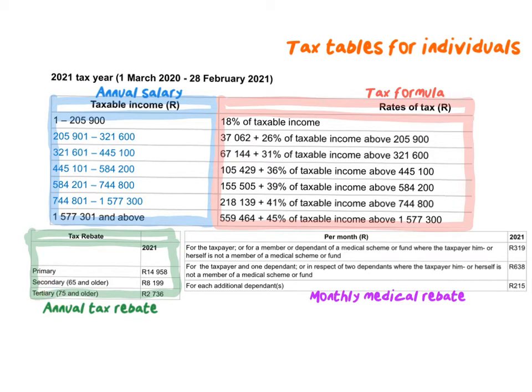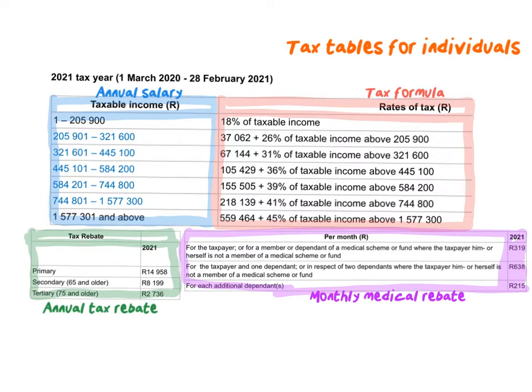The last thing that we're going to look at here is the medical rebates. But be careful, because this is the only one that works on a monthly basis. So once you've calculated your tax and you've worked out what you pay per month, then from your monthly tax, these amounts on the right-hand side will be deducted. So it's around about 300 Rand for yourself, another around about 300 Rand for any additional person that's also in your medical aid, and for any person after that, it will be 215 Rand.